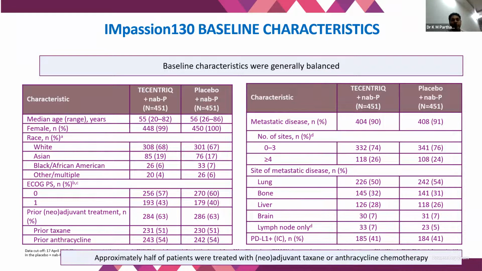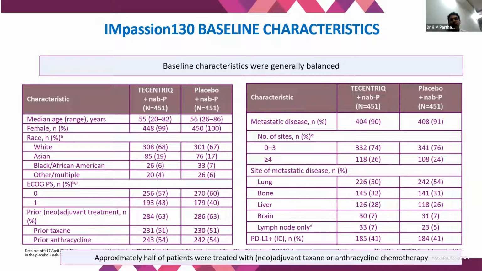You can see that both arms were equivalent, either in the prior taxane, around 51% on each arm. Prior anthracyclines, that is also 54% on each arm. The number of sites is important because, if you are reading the literature in the Impassion 131, you know that the number of metastasis, higher patients were higher, so that spoiled the study. It became a negative study.